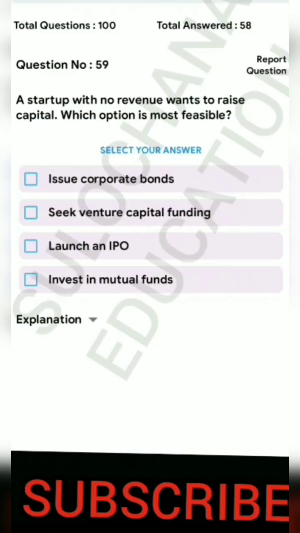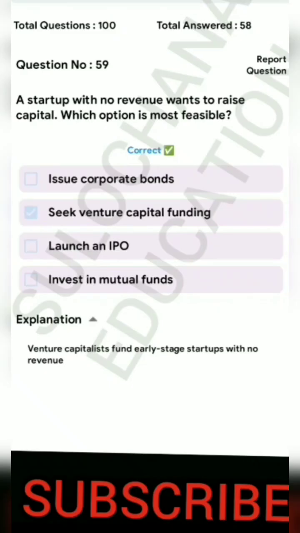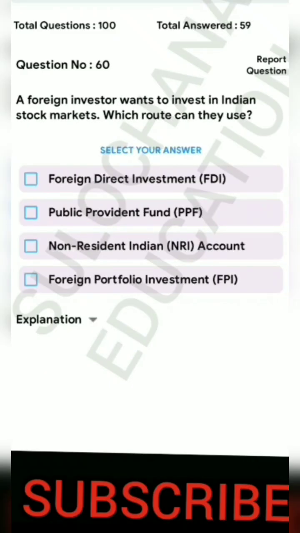A startup with no revenue wants to raise capital. Which option is most feasible? Options are A, issue corporate bonds, B, seek venture capital funding, C, launch an IPO, D, invest in mutual funds. And the correct answer is option B, seek venture capital funding.